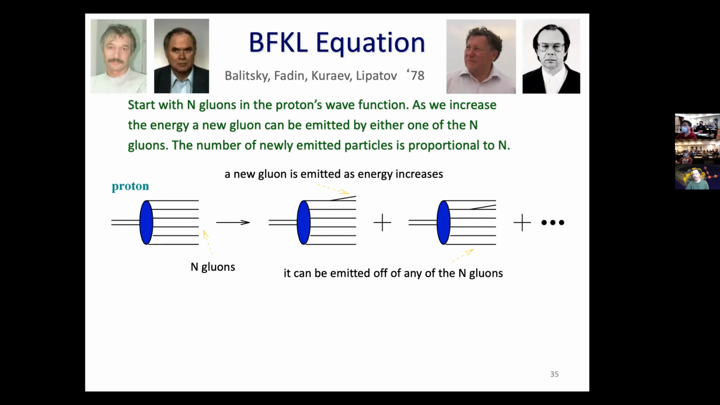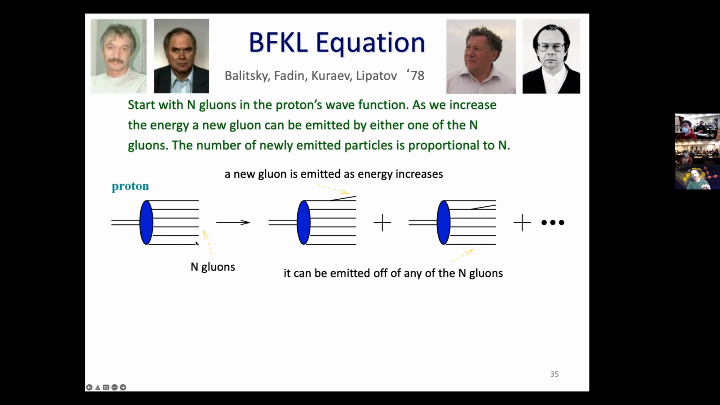The earliest example of evolution in x is the so-called BFKL equation, due to Balitsky, Fadin, Kuraev, and Lipatov. Here you see all their pictures. And this is, like I said, a very qualitative representation of BFKL, shown here diagrammatically as follows. Suppose you have a proton which has lots of quarks and gluons, but say we only look at gluons, which are just those straight lines.